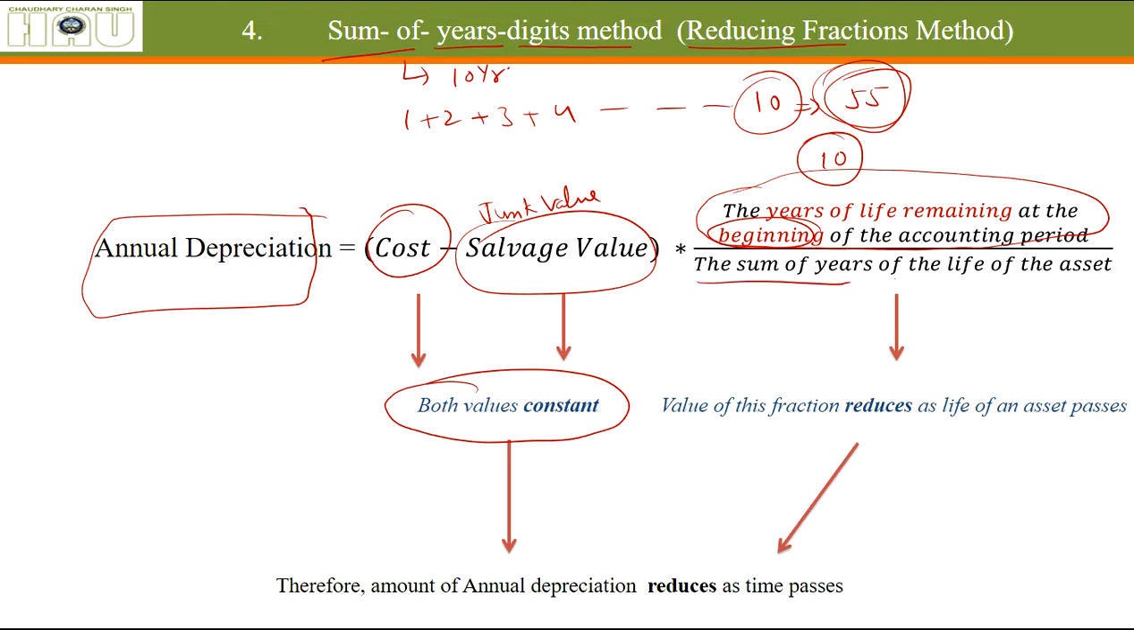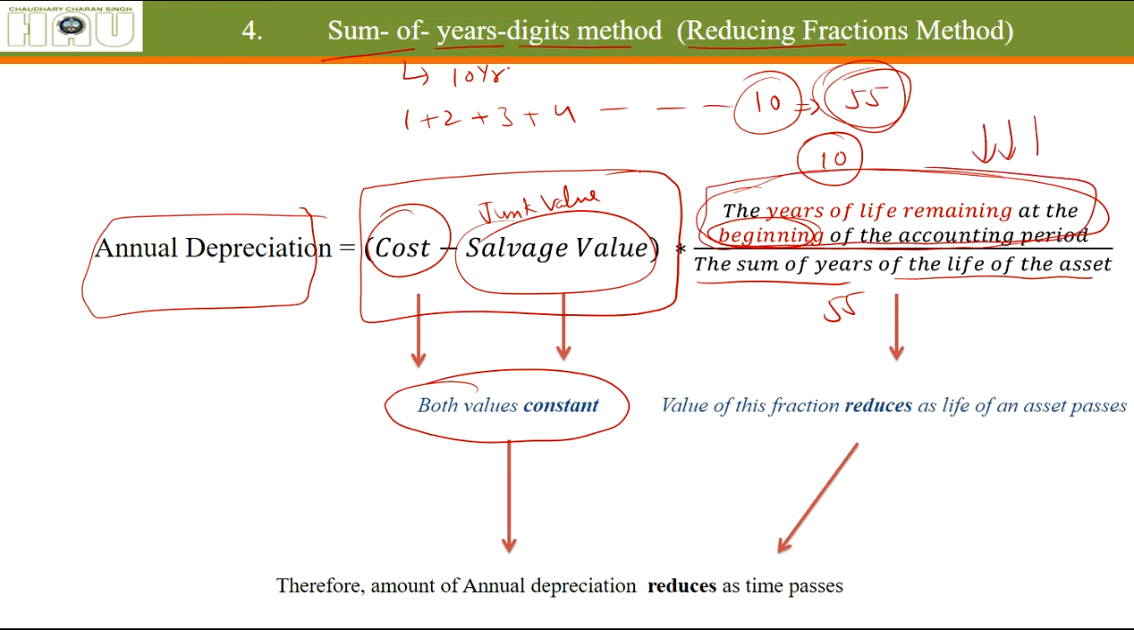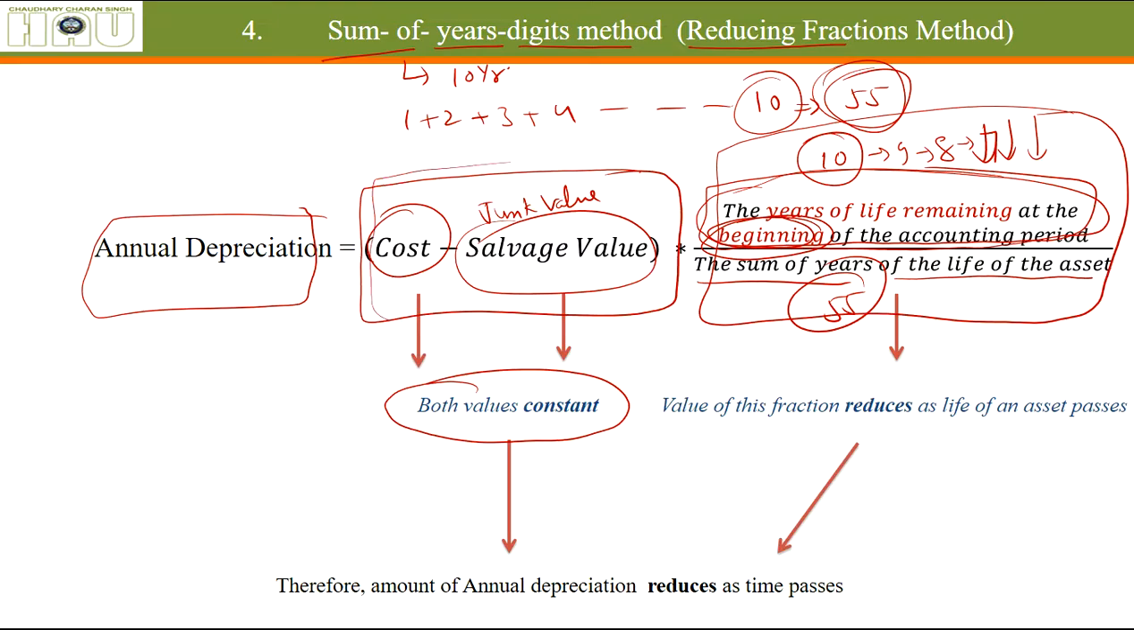Okay, sum of years of life of the asset, that is 55. Understood? So this value remains the same over the years. This value will keep on reducing over the years. In the first year it will be 10, in the second year it will be 9, in the third year it will be 8, in the fourth year it will be 7. This value will remain the same. So what is going to happen? This fraction is going to reduce. If you are going to multiply a constant with a reducing fraction, the annual depreciation amount will reduce as the time passes. Let's go for an example now.